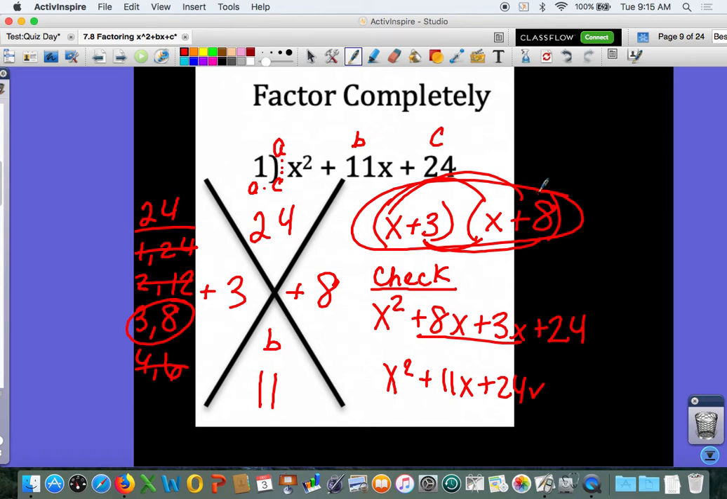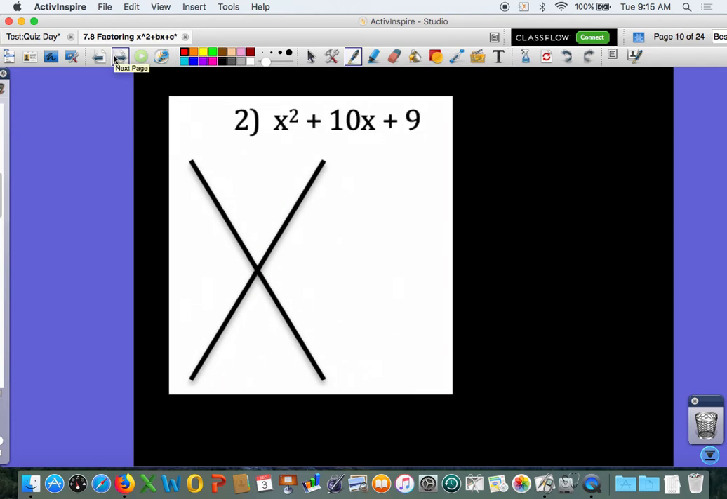Okay, let's look at number 2. Number 2 is done the same way. You might want to try pausing your video and try this one on your own. All right, step 1, make sure your quadratic is in standard form. Is it standard form? Yes. Okay. Step 2, label your A, B, and C.